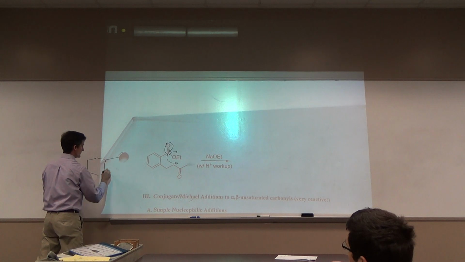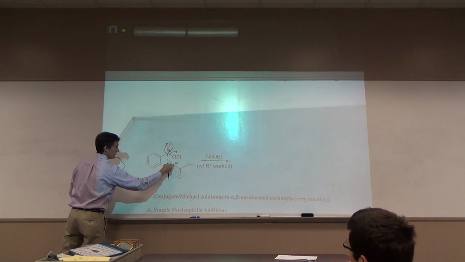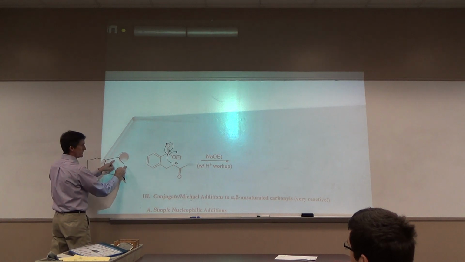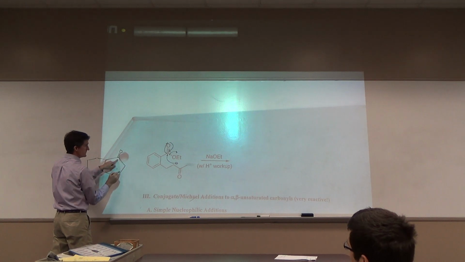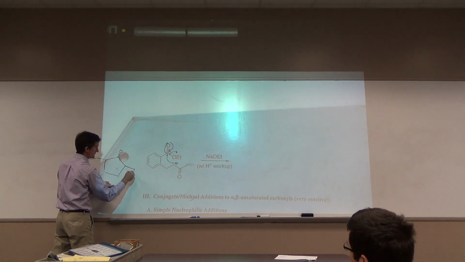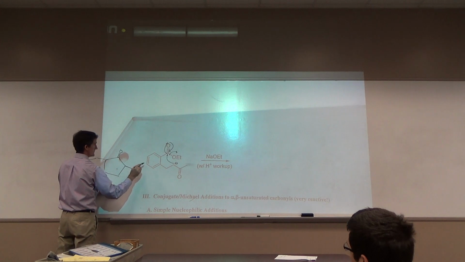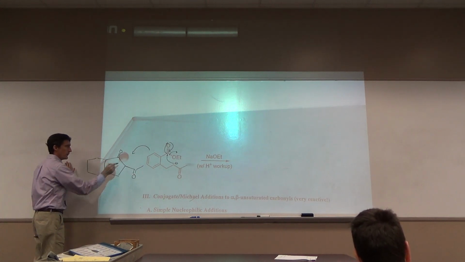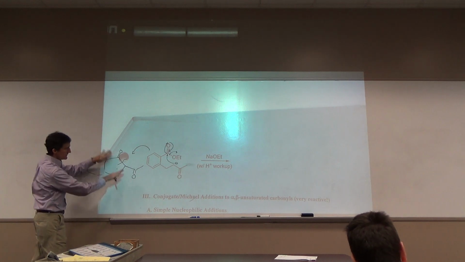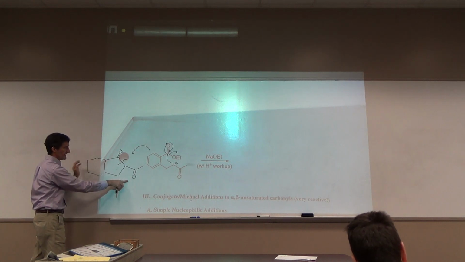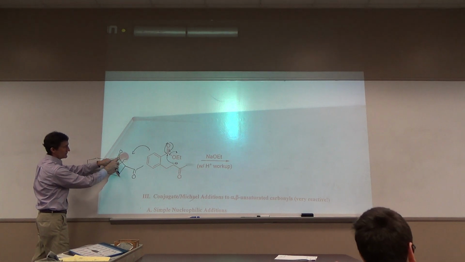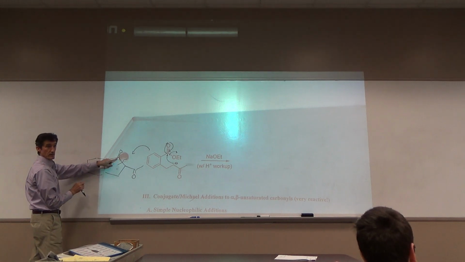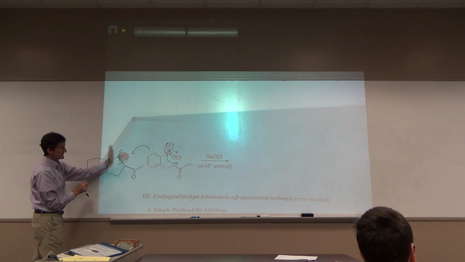1, 2, 3, 4, 5-membered ring. CH2, CH2, bonded to carbon, that's carbonyl. What else is on here? Right there. We just made that bond right there. You can break it apart. And the enolate attacks the carbonyl, but the carbonyl used to have the O ethyl. The enolate attacked it and kicked off the O ethyl.